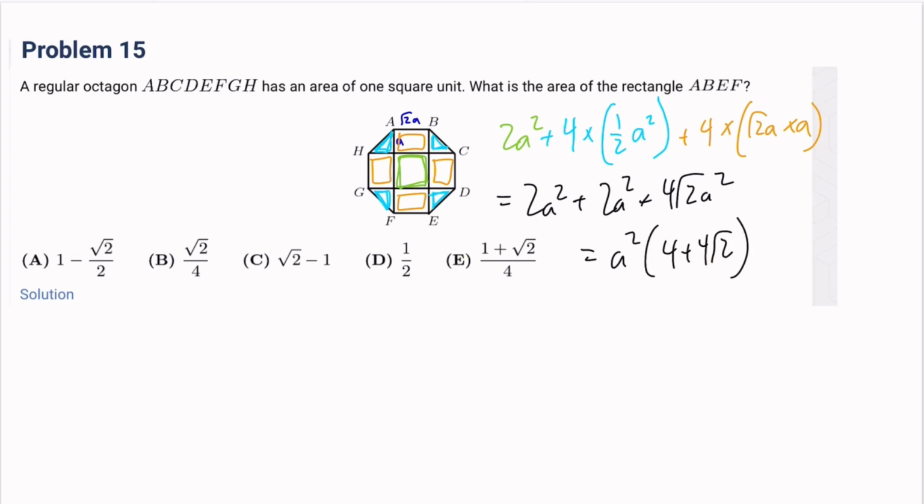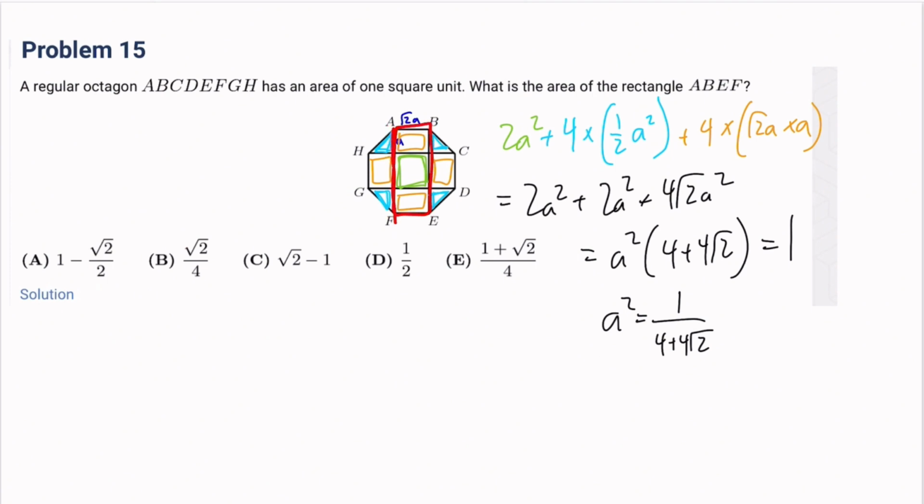But then it said that the area is 1 square unit. So this gives us that this is equal to 1. So a squared equals 1 over 4 plus 4 root 2, right? And we want the area of the rectangle ABEF. So ABEF is this one, right? So I'll just say, yeah, that's this one.